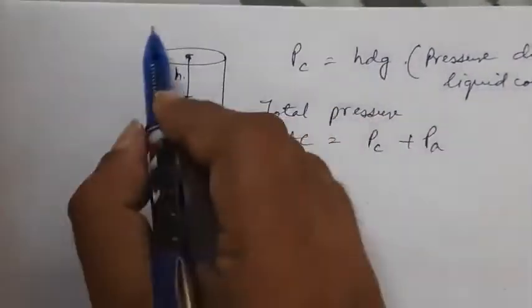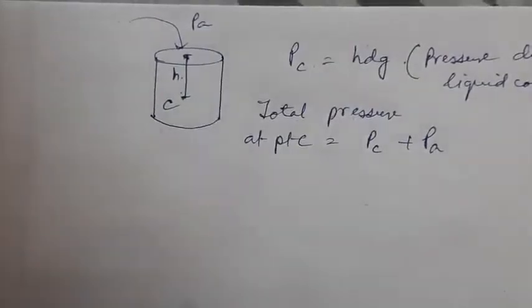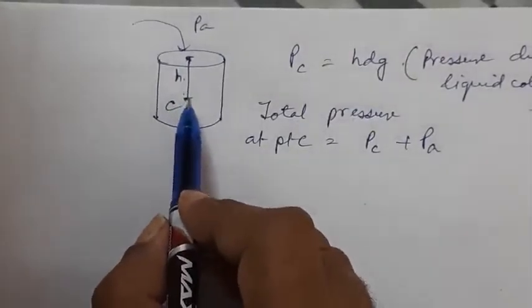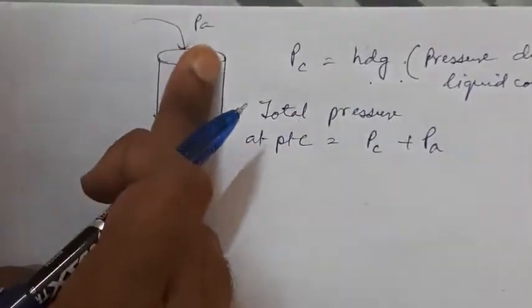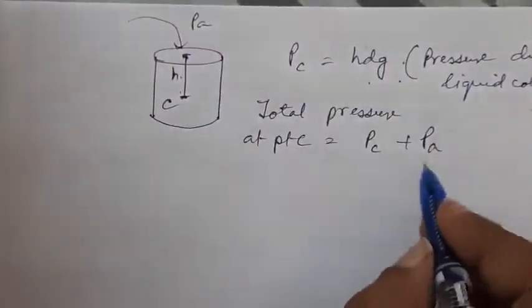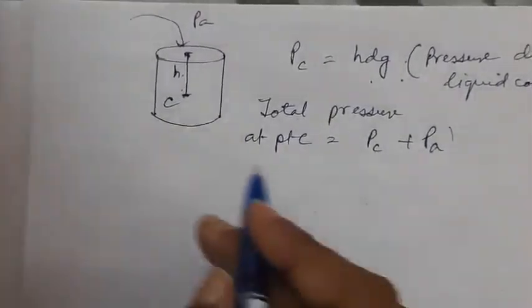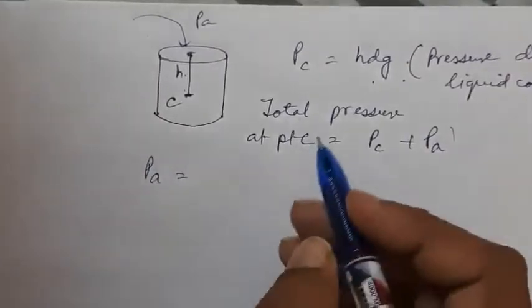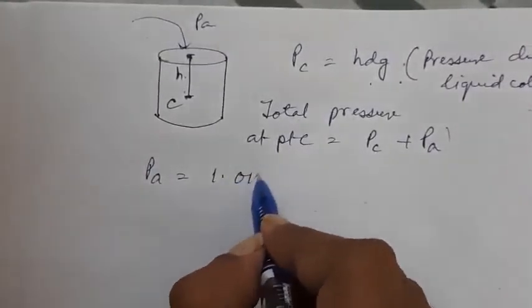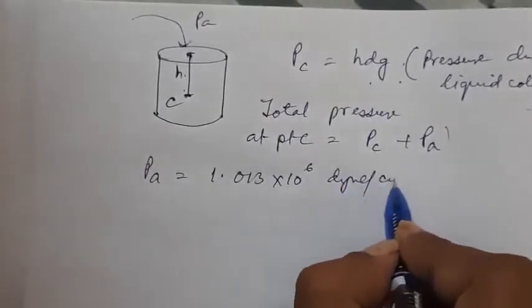Now what is P A? P A is the atmospheric pressure acting on the top surface of the liquid. So the total pressure acting here is h rho g plus the atmospheric pressure acting on the free surface. So this is the sum of two pressures. From lower classes, class 9, 10, we know the value of P A, it comes out to be 1.013 into 10 to the power 6 dyne per centimeter square.